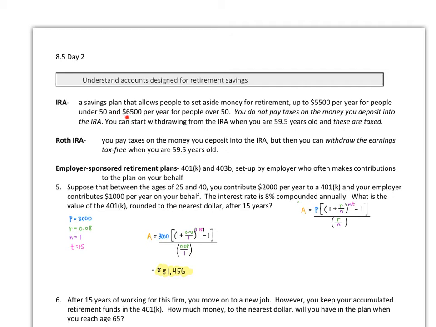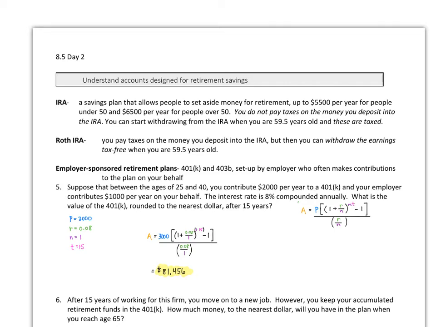An IRA is a savings plan that allows people to set aside money for retirement, up to $5,500 per year for people under 50 and $6,500 per year for people over 50. You do not pay taxes on the money you deposit into the IRA. You can start withdrawing from the IRA when you're 59 and a half years old, and these are taxed.